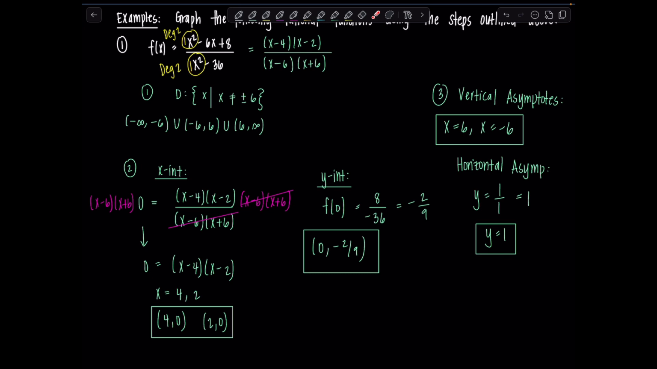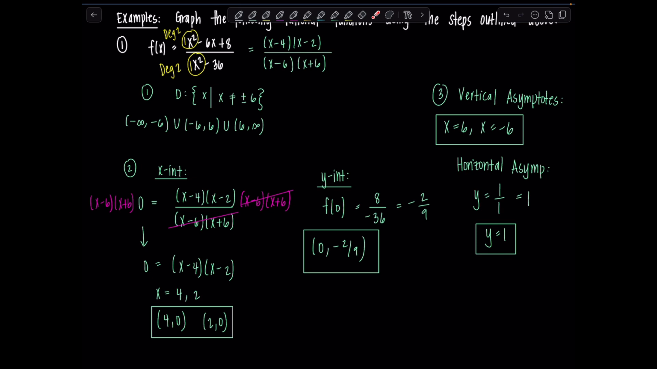Okay, so let's put it all together. Since I have 2 vertical asymptotes, my graph is going to be broken up into 3 pieces. However many vertical asymptotes you have, that breaks it up into 1 more piece than that. Okay, so 2 vertical asymptotes, 3 pieces. 4 vertical asymptotes, 5 pieces. 1 vertical asymptote, 2 pieces. N vertical asymptotes, n plus 1 pieces.